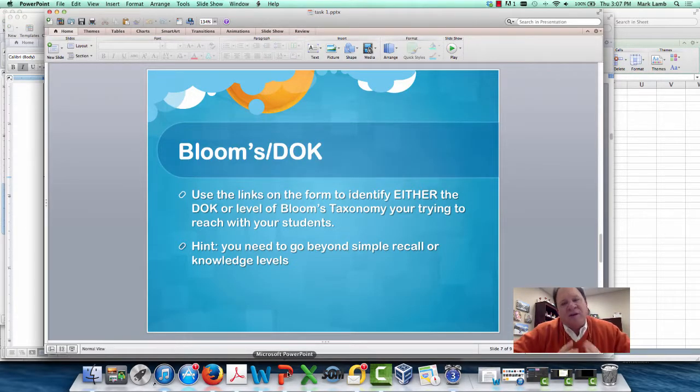One hint though, you do need to go beyond simple recall or knowledge level of Bloom's. Again, what we've been doing in here is really trying to structure some inquiry, and inquiry asks questions and goes deeper than just identify certain characteristics of an insect or draw certain parts of this food web. It needs to go deeper than that.